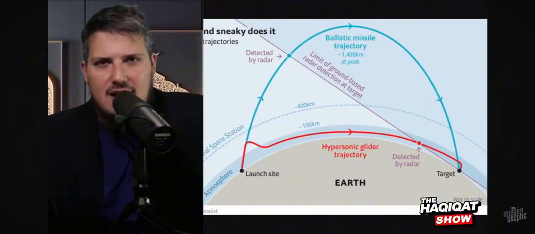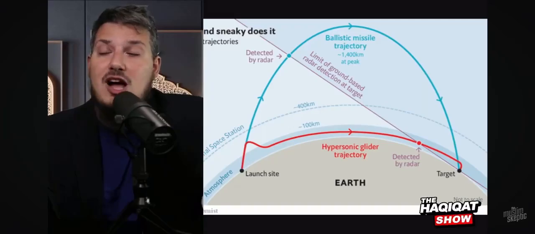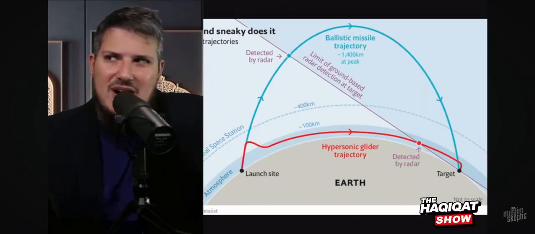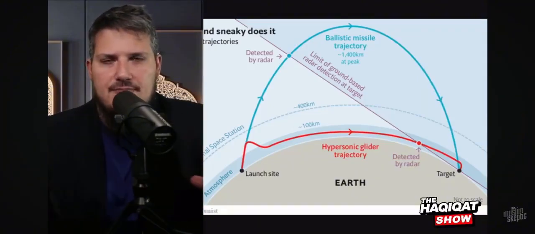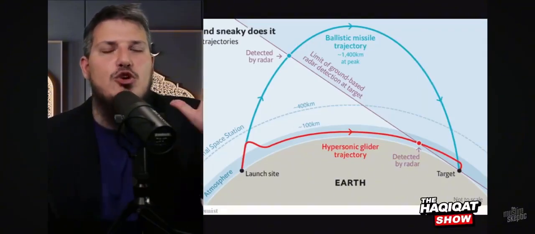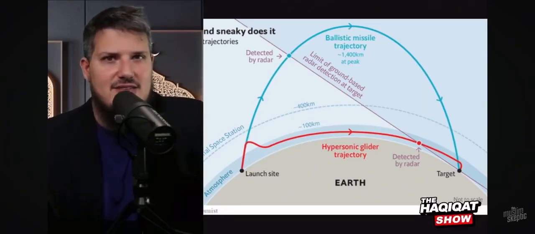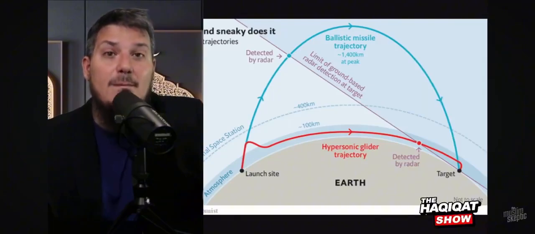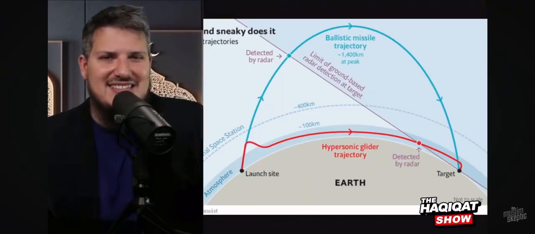Now, the hypersonic missiles that have been developed by China, by Russia, and now Iran, they are this red line. This red trajectory. They are flying much closer to the Earth, and they are much more maneuverable. They can be maneuvered well after the launch phase. You can maneuver them, and so they are much more tricky to predict where they're actually going to hit. Are you starting to see now?